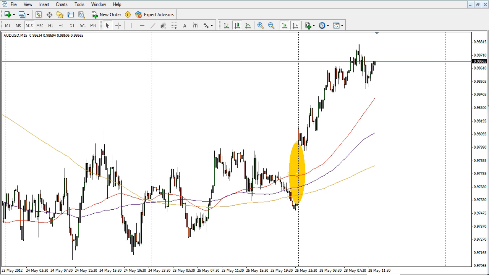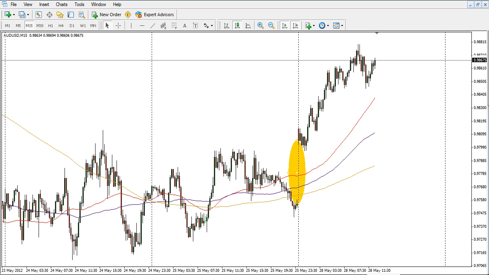Gaps do tend to fill. They don't have to fill straight away. They don't have to fill tomorrow. They don't have to fill this month. But they do tend to fill, so keep that in mind. If we get any sort of retracement, then bear in mind that gap still has to be filled. I wouldn't be surprised if the gap filled and just kept shooting straight up.